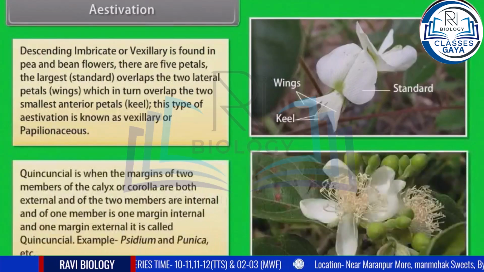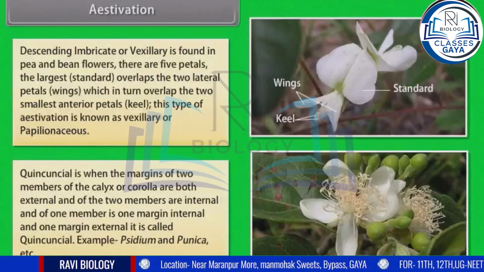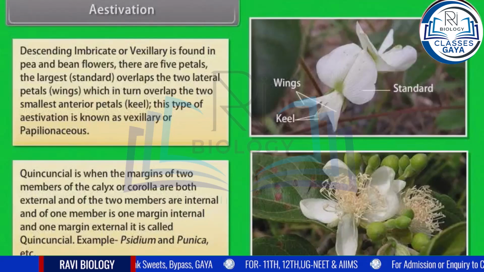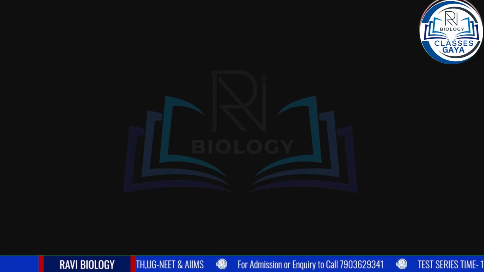Quincuncial is when, of the 5 members of the calyx or corolla, 2 members have both margins external, 2 members have both margins internal, and the remaining one member has one margin internal and one margin external. Then it is called quincuncial. Example, Psidium and Punica, etc.